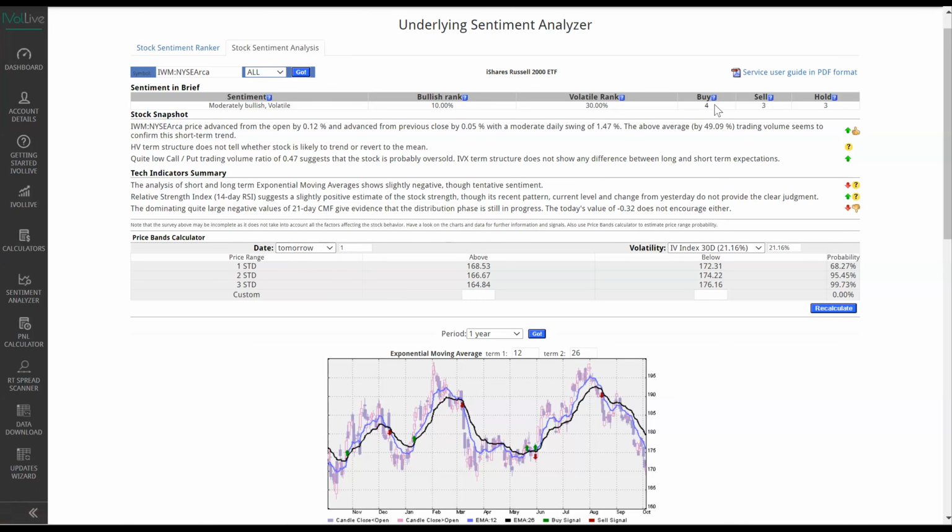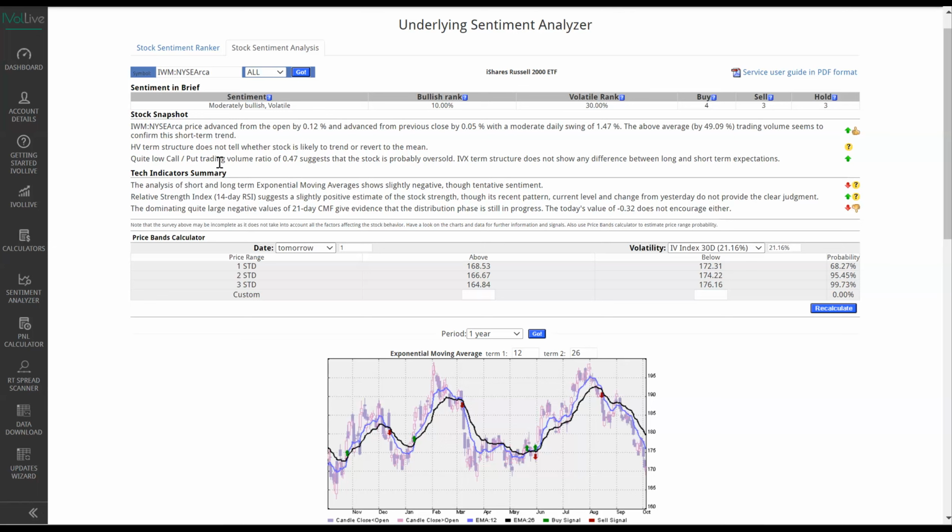We have 4 buy signals, 3 sell, 3 hold, right? This is kind of like Goldilocks. We're not too warm, we're not too cold. The other thing the sentiment analyzer will do is give you 2 different categories. One is going to be the fundamentals of the stock, what's going on with the price action, which recently has been good. A green arrow means it's bullish. A thumbs up means doubly bullish. And then it's going to look at what's been happening with historical volatility. Right now, that's ambiguous, which is why it's a question mark.